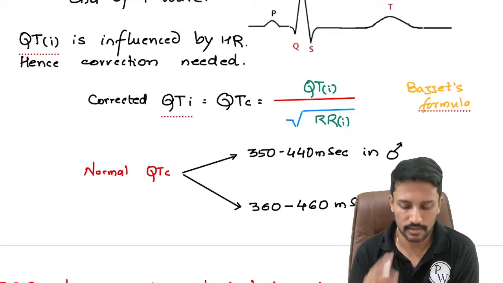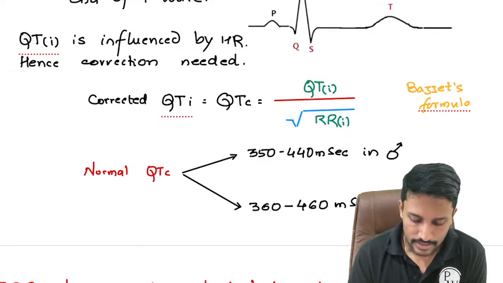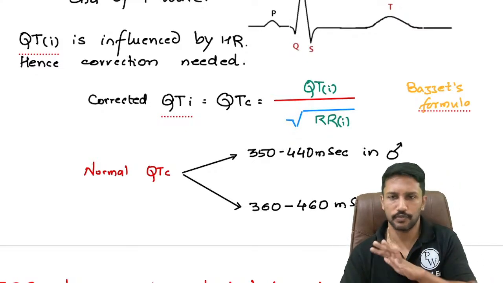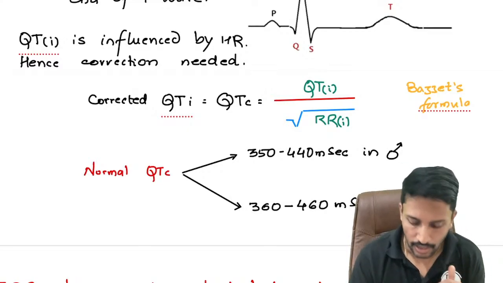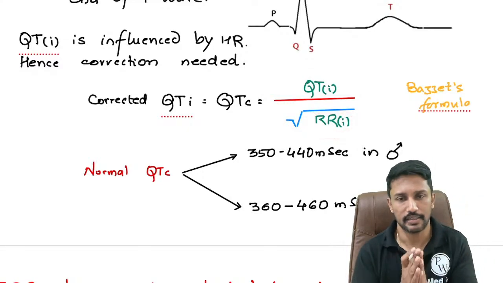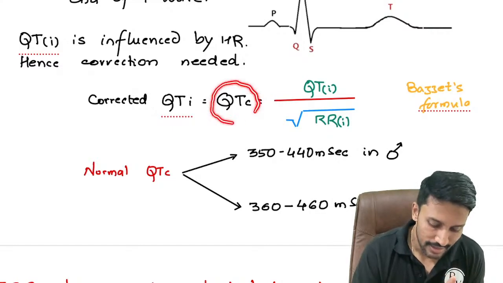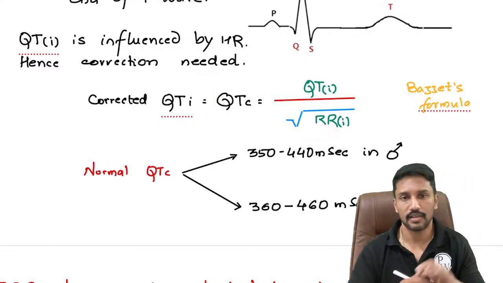What Bazett's formula says is, whatever is the measured QT interval from the ECG, divide that by the square root of the RR interval. Square root of the RR interval, all expressed in seconds. QT interval is expressed in seconds. RR interval is expressed in seconds. So when we get this, we will get to know what is the corrected QT interval. Corrected for patients' heart rate by taking into account the RR interval.